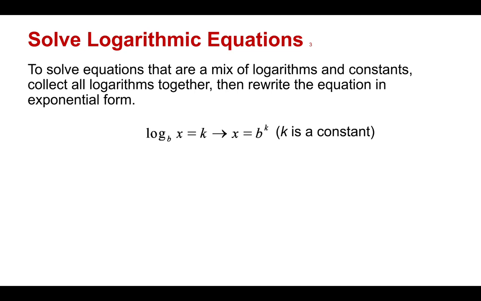Solve a logarithm of the other type. So this is where there's a mix of logarithms and constants. And just so we're clear, a constant doesn't necessarily mean a number. It can be a value that you know the answer to, or you know what it's possible to represent. So you collect all logarithms on one side, and then you rewrite the equation in exponential form.